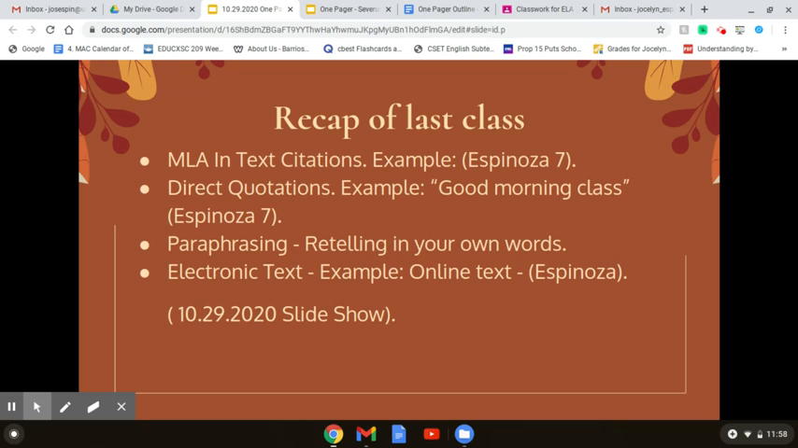In a recap of last class, we talked about MLA in-text citations. We have examples here on the side. We talked about direct quotations and how those are formatted. We talked about paraphrasing and how to use citations when electronic texts are what we're citing. So for an online text, I would put the author's name. If I didn't have the author's name, I would put the first 3 to 5 words of what the article was called. So you see an example here down below.